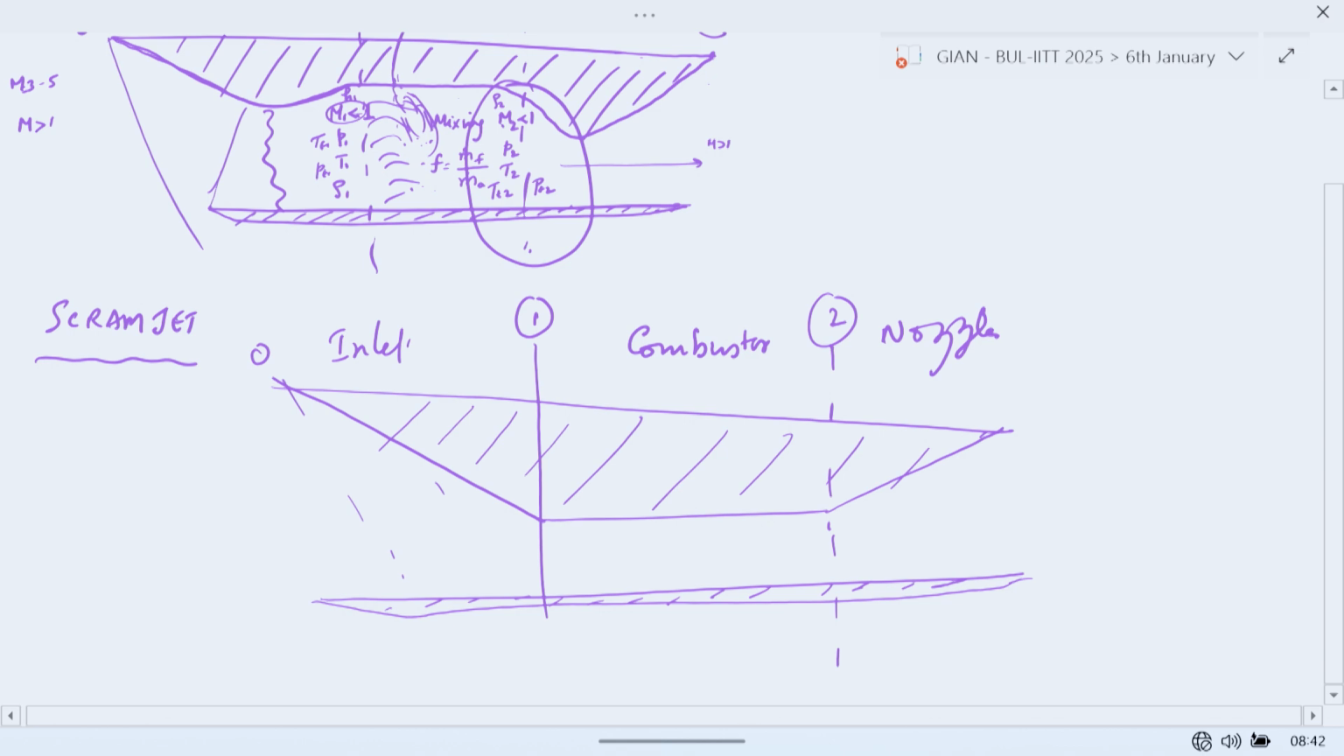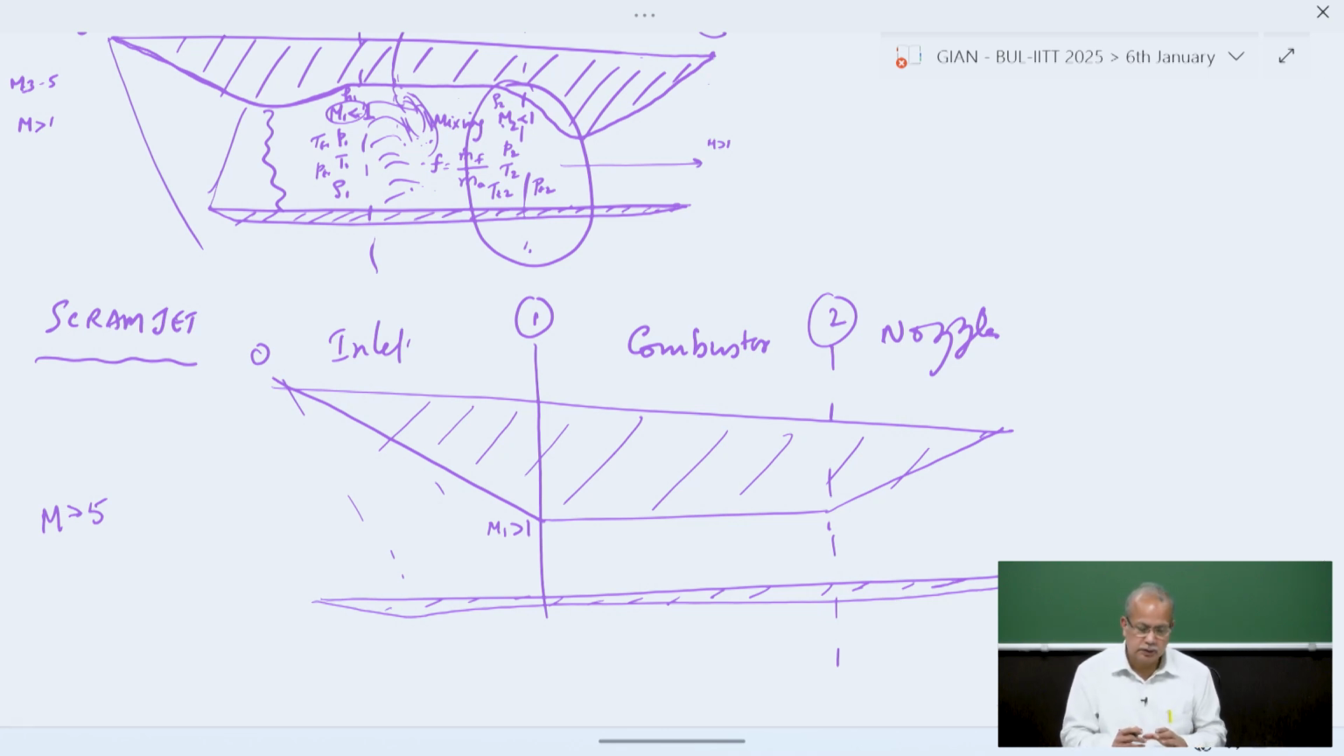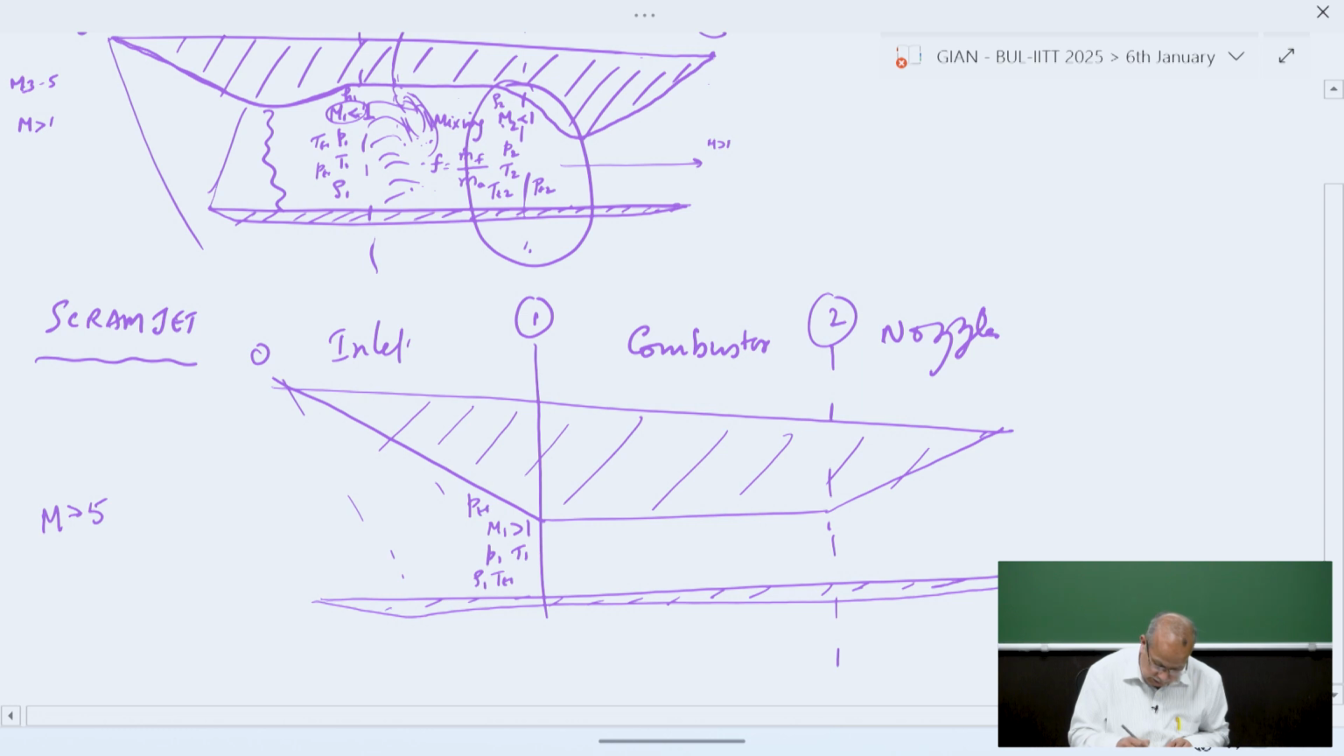The flow is being decelerated. Here M0 may be greater than 5, and M1 is greater than 1. That's the difference here. We are not decelerating the flow to a subsonic Mach number, but we are still having a supersonic Mach number. So the pressure will be P1, the temperature T1, density ρ1, the total temperature TT1, the total pressure PT1, and so on.